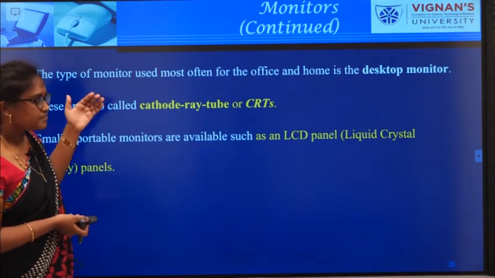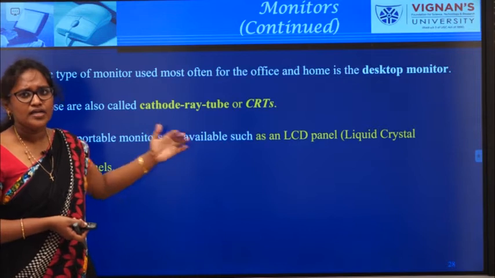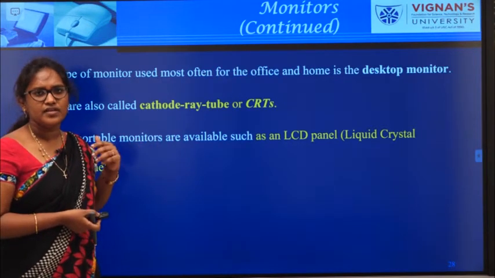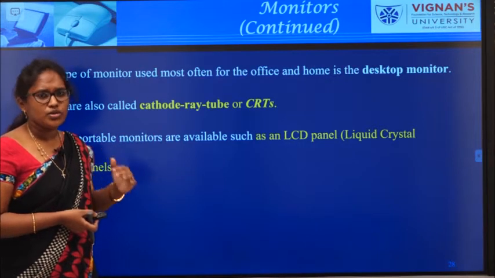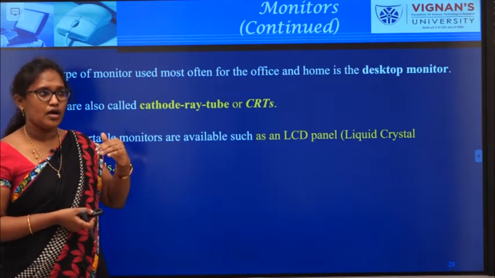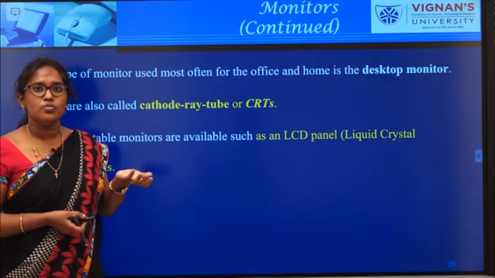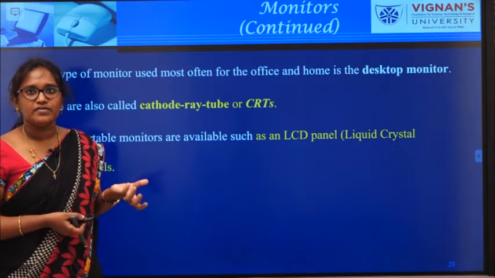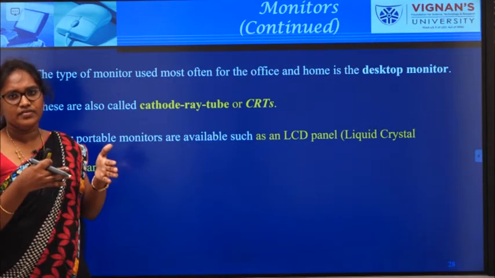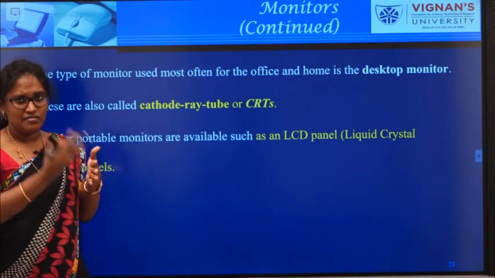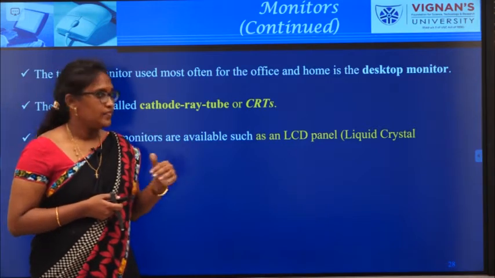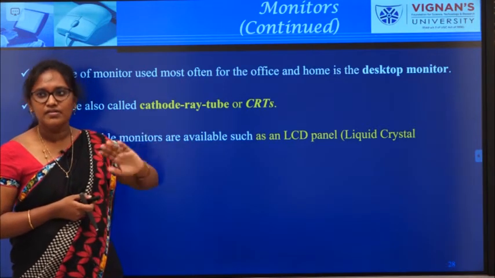Next, cathode ray tube and liquid crystal display are types of monitors. To see the difference, if you observe a cathode ray tube, I think in your home you will have Onida TVs, right? Onida TVs have a conical kind of backside, right? But in the case of a liquid crystal display, you will have a flat screen.